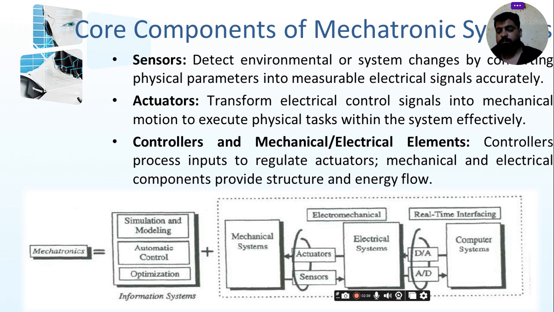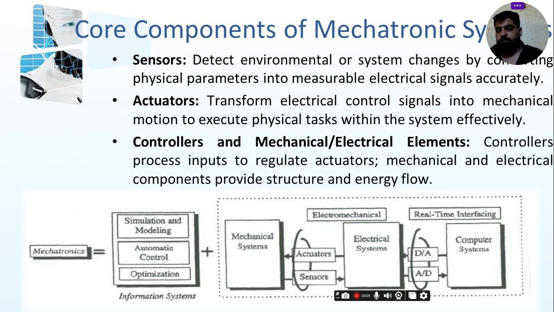The second important part of the core components of the mechatronic system is the actuators. Actuators are the muscles. They take the signals from the controller and make something move. It is like turning a wheel or lifting a robotic arm.